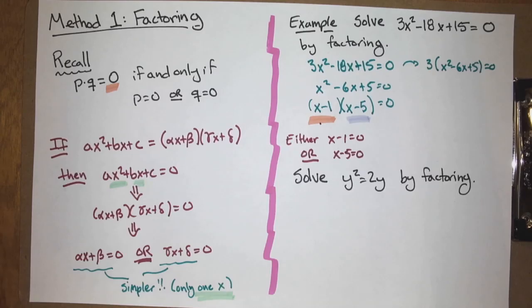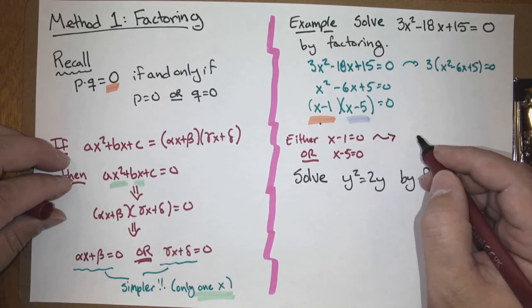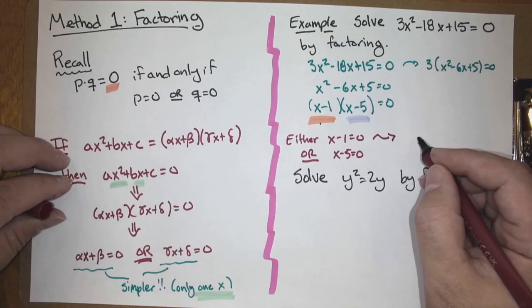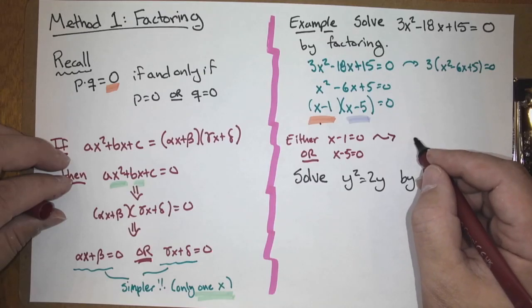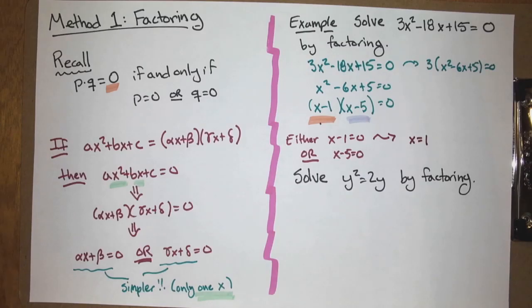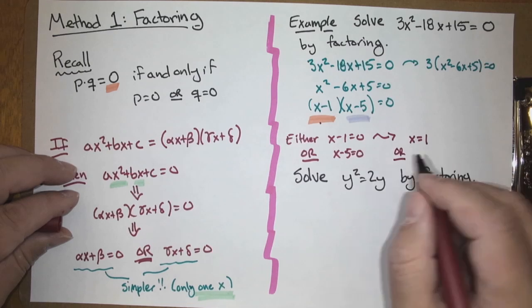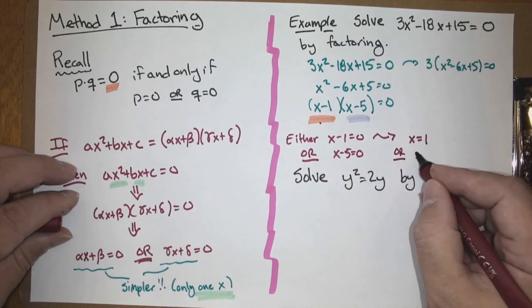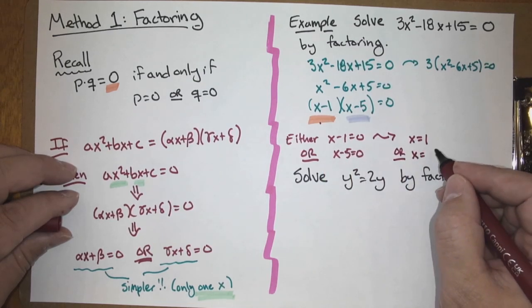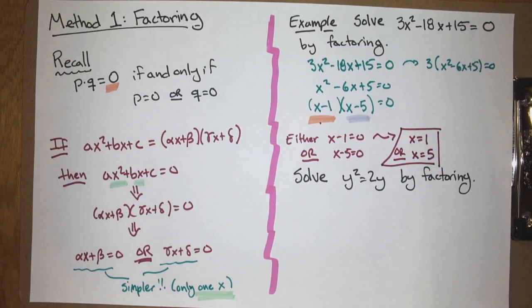Okay, now we have, instead of one big equation, two small equations, but they're a little bit more straightforward. If x minus 1 equals 0, what can we say the value of x is? We can add 1 to both sides. That cancels the minus 1, and so we get x equals 1. Or, if x minus 5 equals 0, what can we say x is? 5. So this has two possible solutions.